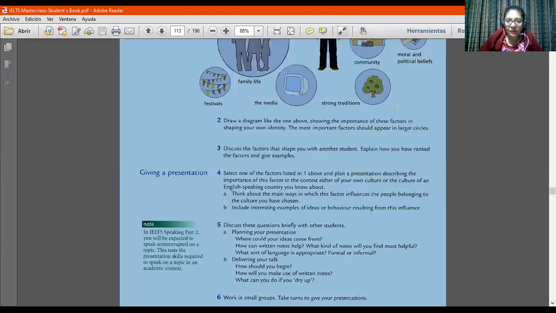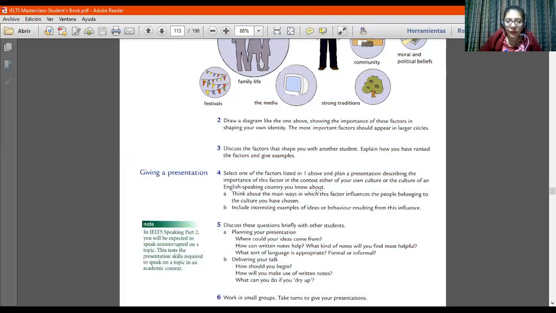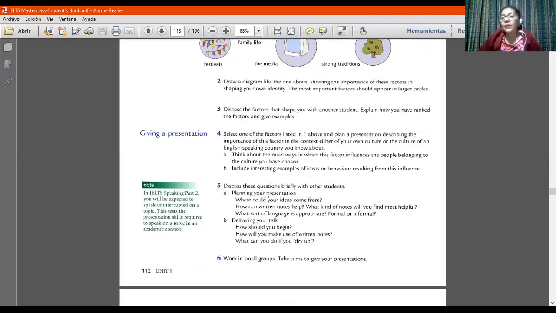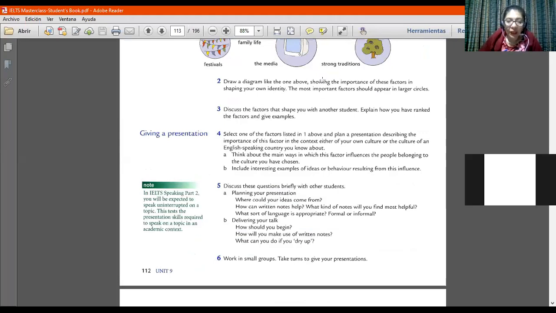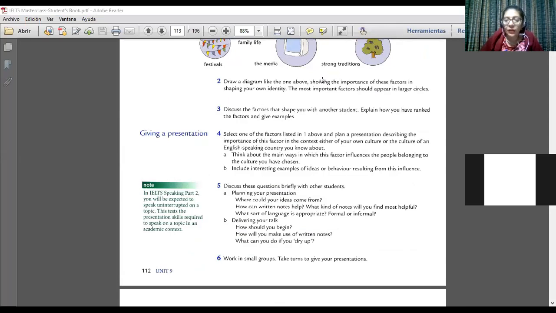It says here, number four. Now number five, this is something new. It says, in IELTS speaking part two, you'll be expected to speak uninterrupted on a topic. This tests the presentation skills required to speak on a topic in an academic context. Okay, so here we have, discuss these questions briefly with other students.